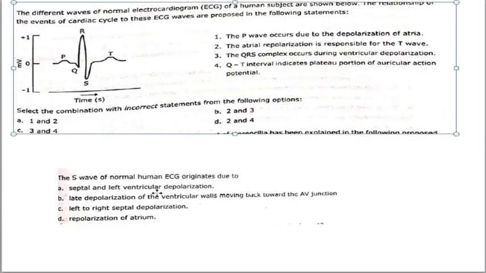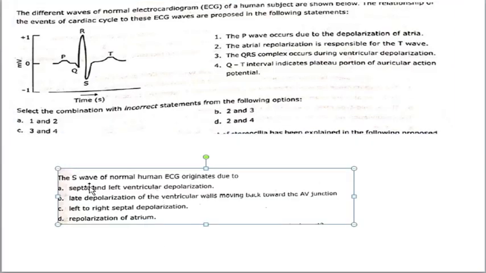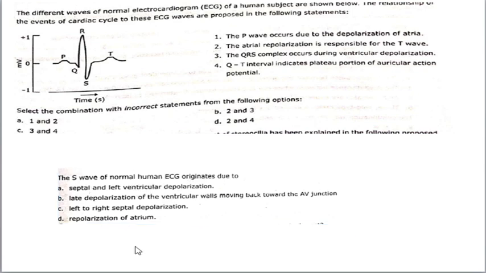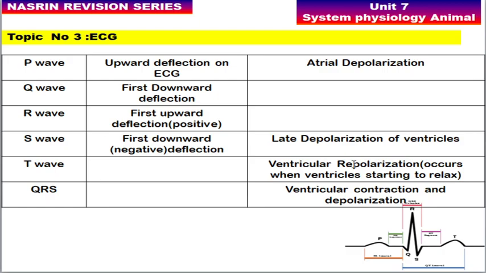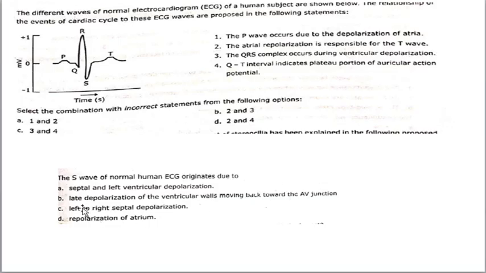Next, this is a question that has been asked repeatedly. They are asking, the S wave of a normal human ECG originates due to what? You should know the S wave originates due to late depolarization of the ventricle. So the correct answer is the late depolarization of the ventricle. You should remember the word late. These are the questions, you can work on them also, friends.